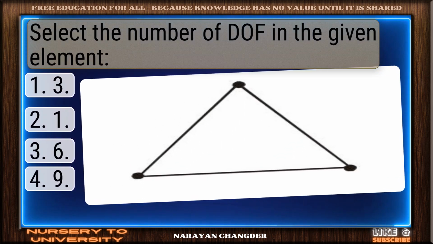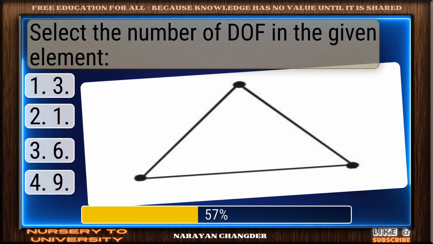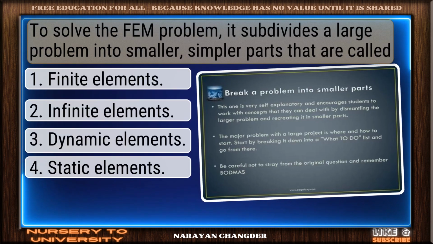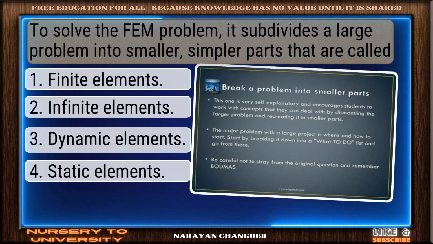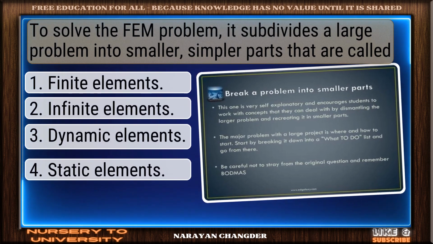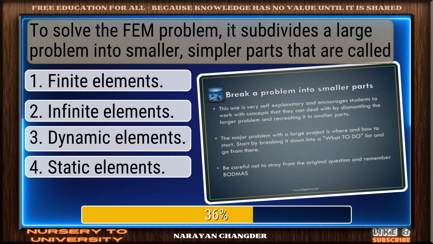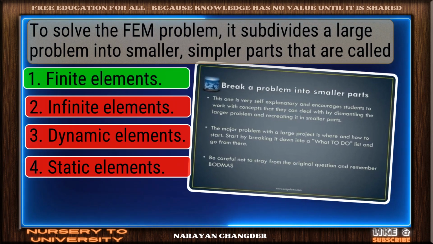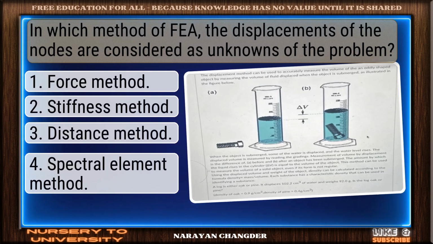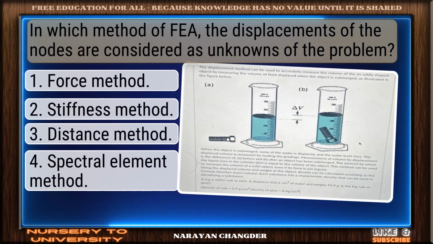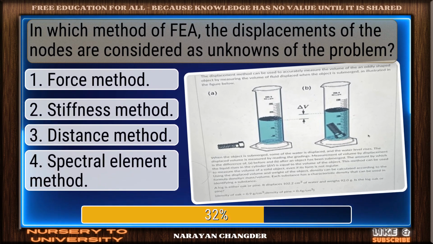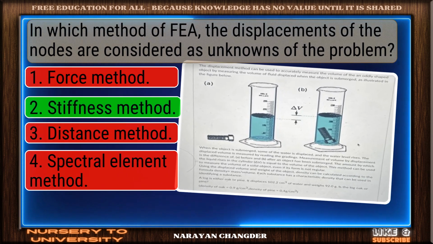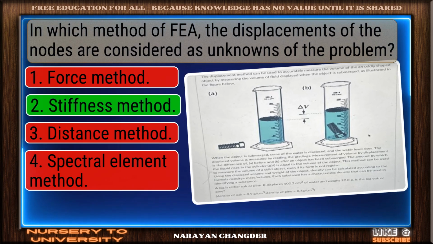Select the number of DOF in the given element. Right choice. 6 is the best answer. To solve the FEM problem, it subdivides a large problem into smaller, simpler parts that are called finite elements. Correct. Finite elements is the right answer. In which method of FEA are the displacements of the nodes considered as unknowns of the problem? You're right. Stiffness method is the correct answer.